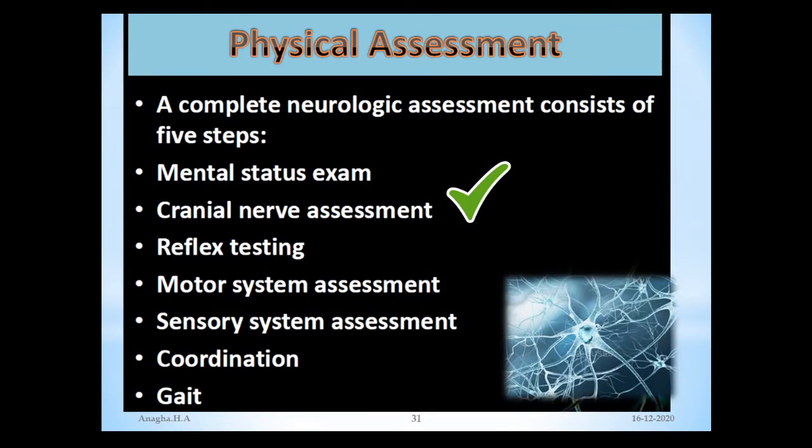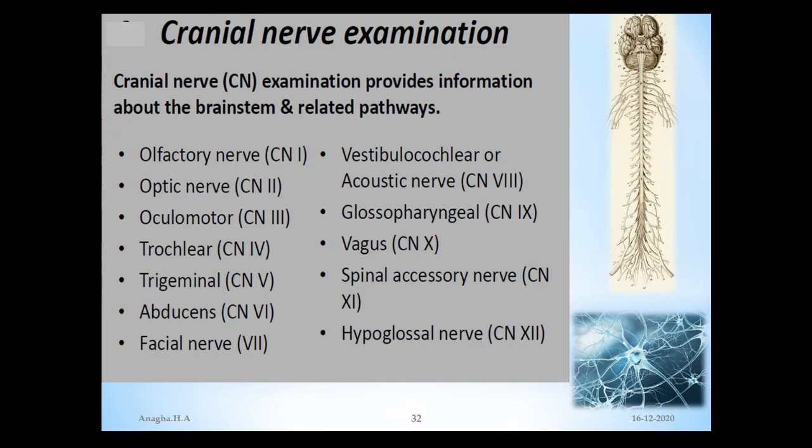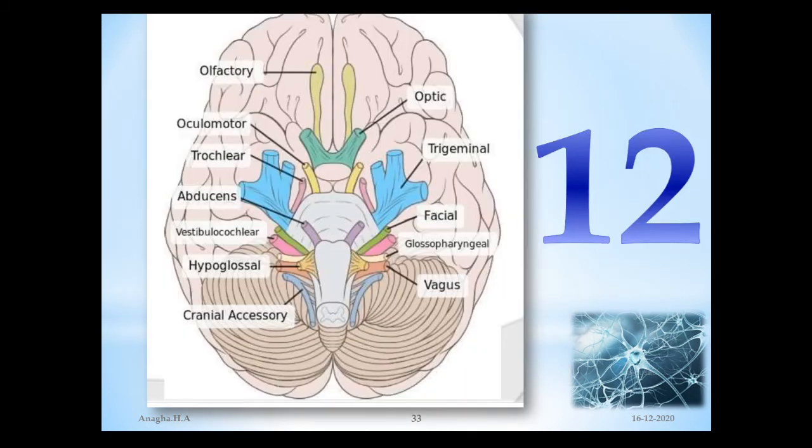Coming to the cranial nerve examination part. In the previous seminar, Ambika had explained that there are 12 cranial nerves and from which parts they take their origin. Now we are moving on to the examination of each and every cranial nerve. I hope you know the names of the 12 cranial nerves.